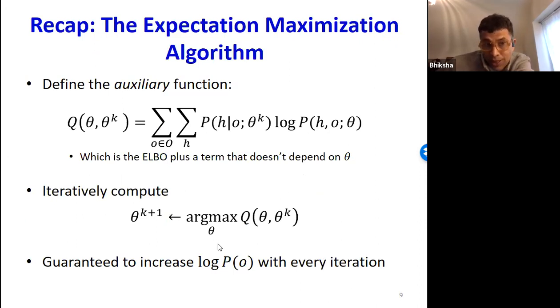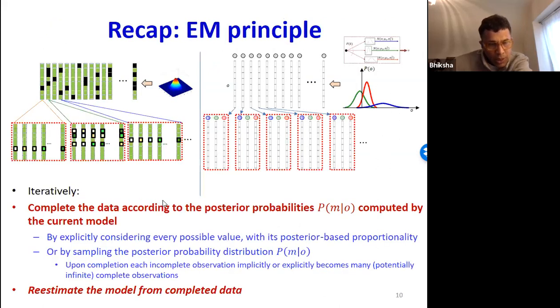So the overall process for EM was that we defined this auxiliary function, which is essentially the ELBO plus a term that doesn't depend on theta. And you iteratively maximize this ELBO function. You compose the ELBO, you maximize it with respect to theta, then you recompose the ELBO at the new estimate of theta, then maximize it again with respect to theta, and you repeat the process until it converges. And that's going to give you a local maximum estimate for the parameters of the distribution. So that was the math.